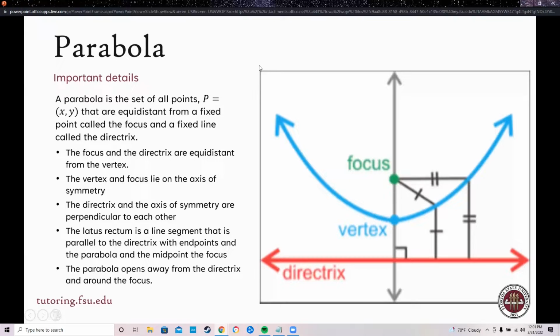Going in depth into each one, first we have the parabola, which I think is probably the most used and most important of these designs and geometries. The parabola has some distinct key features. The parabola is a set of all points, so it consists of all real numbers unless the domain is specified.